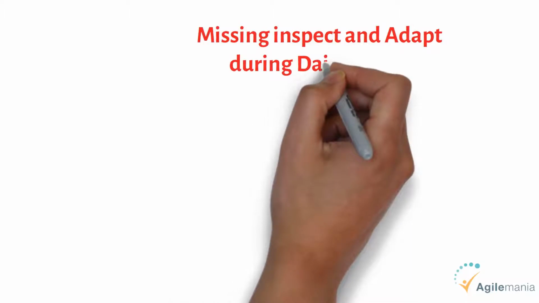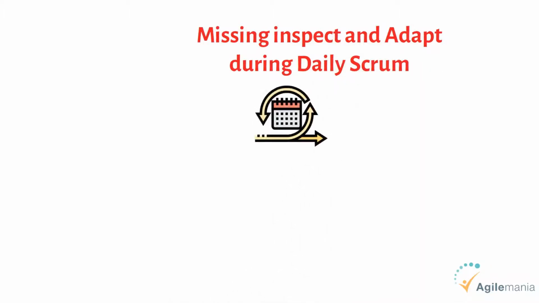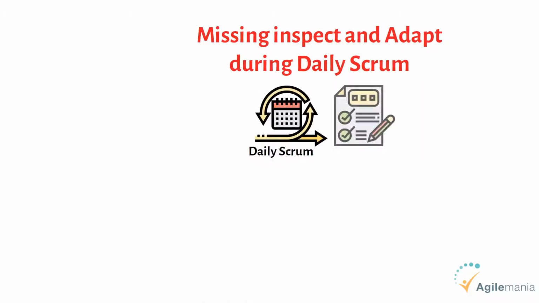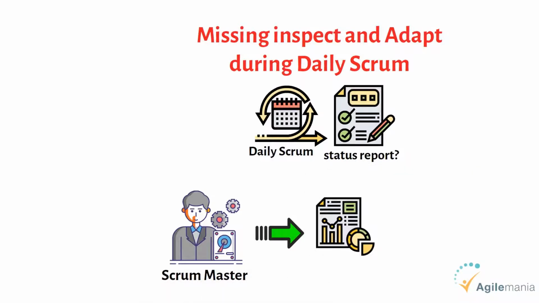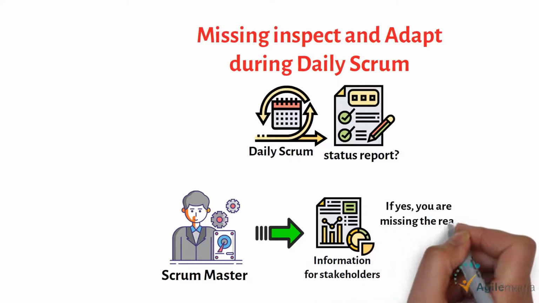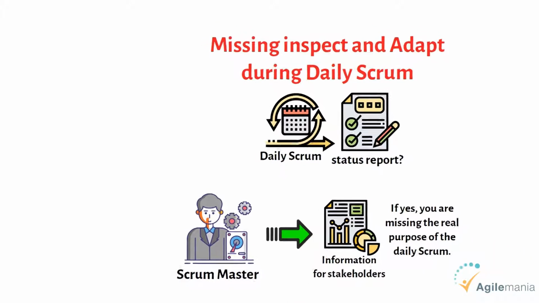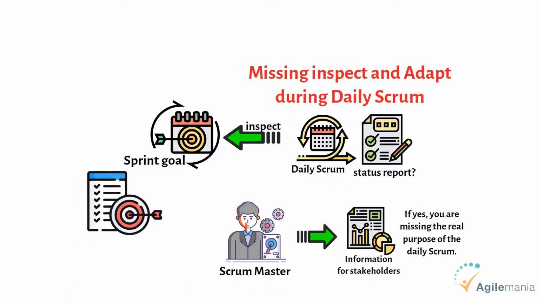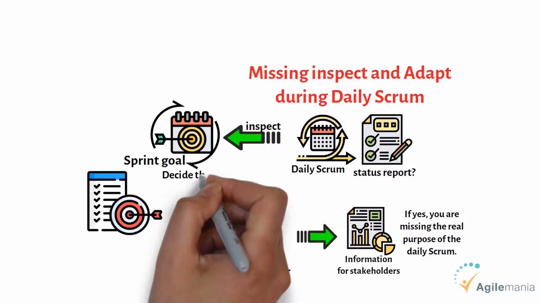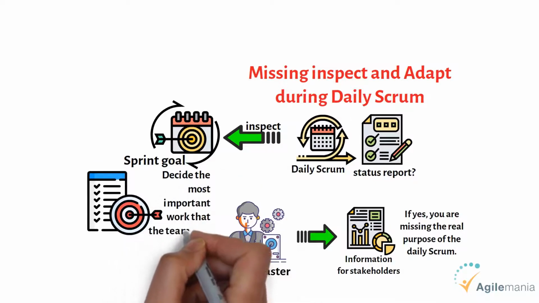Ninth, missing inspect and adapt during daily Scrum. Have you been in a daily Scrum which sounds more like a status report? A Scrum Master collects status and compiles a piece of information for stakeholders? If yes, you are missing the real purpose of daily Scrum. Use daily Scrum to inspect your sprint goal, work done so far, to meet the sprint goal, and decide the most important work that the team can do today.